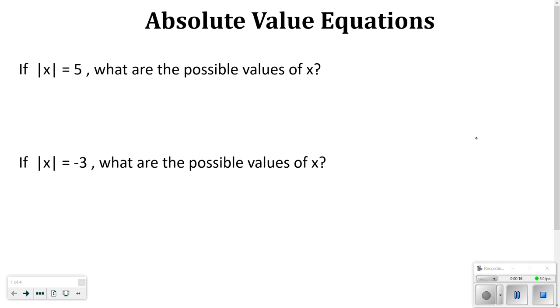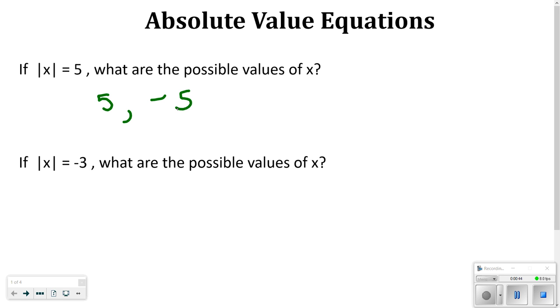values of x? Okay, we know that the absolute value takes whatever's inside and turns it positive. It's basically just finding the distance between that number and 0. So if I take the absolute value of positive 5, I'm going to get positive 5. But if I take the absolute value of negative 5, I also get positive 5. So there are two values that make this equation true.